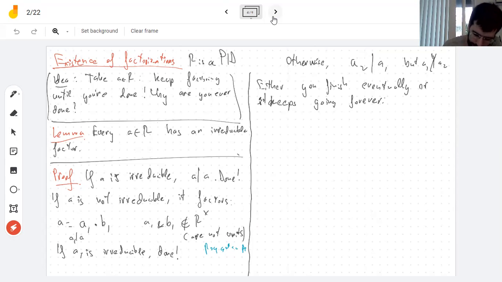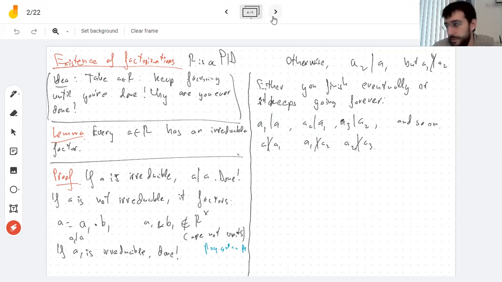So if it keeps going forever, that means that I have A1 divides A, A2 divides A1, A3 divides A2, forever. And these are never associates. So A does not divide A1, A1 does not divide A2, A2 does not divide A3. So they're proper factors. They're not just the same number. So if this happens, we're screwed, because none of these ring elements are irreducible, and it just doesn't end.